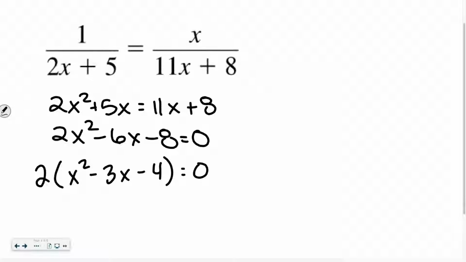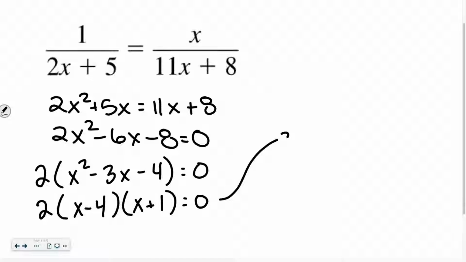That doesn't always work, that they share a common factor, but in the case that it does, you can take it out. And then, do you have factors of negative 4 that combine to make negative 3? Negative 4 and 1. So we'll have x minus 4, x plus 1 equals 0. Okay, that produces only two solutions, x equals 4 and negative 1.